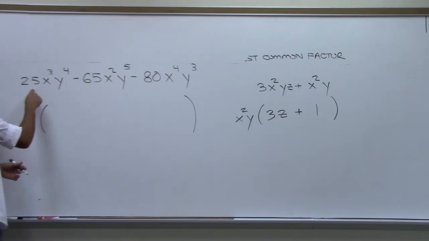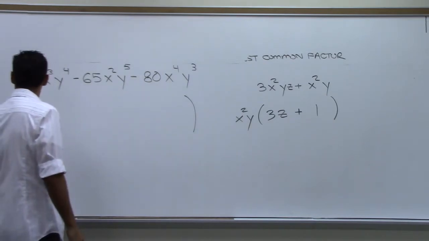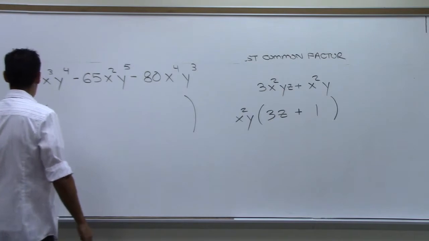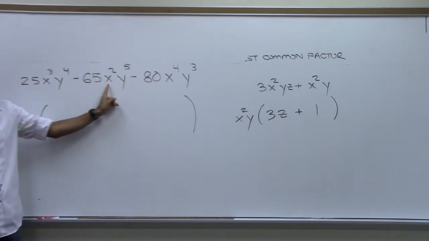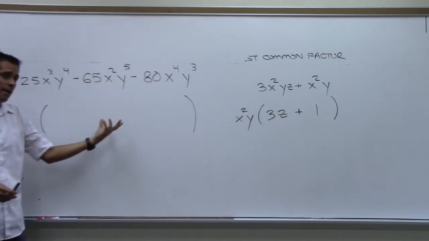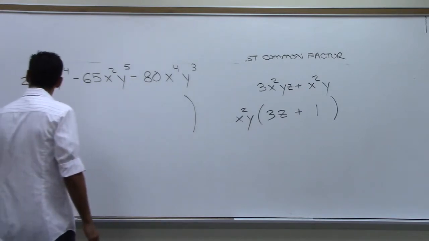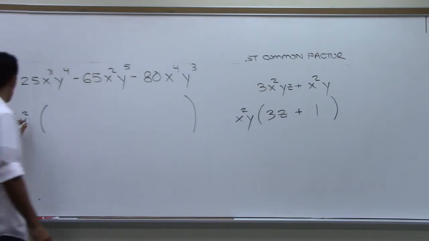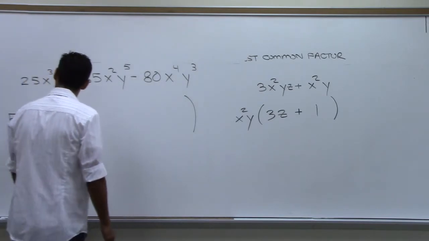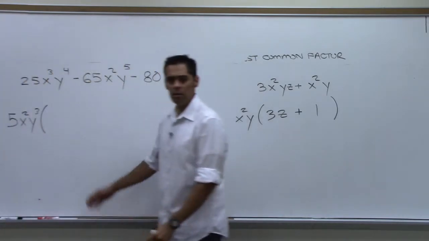So 5 goes into 25. Well, let me just put the 5. I'll deal with what the numbers are in a second. How about x's? What's the common number of factors I have of x? X squared, right? That's the most that all of them have. And then y's, y to the third, y cubed. Okay, everyone okay with that part?